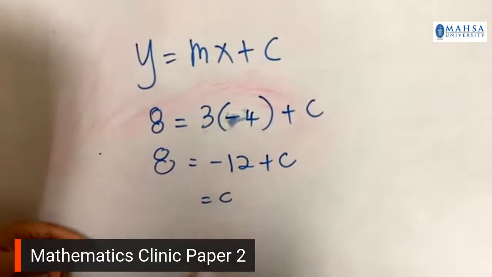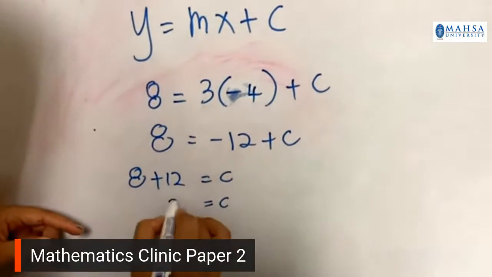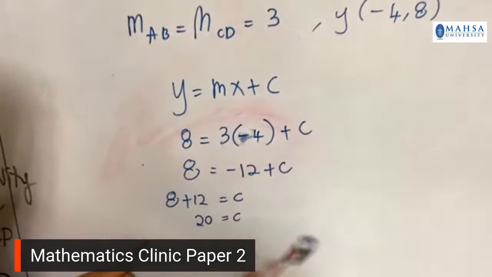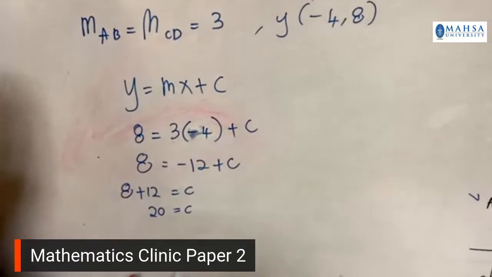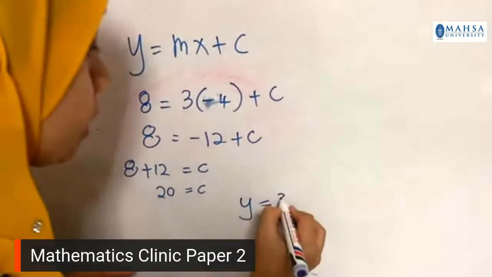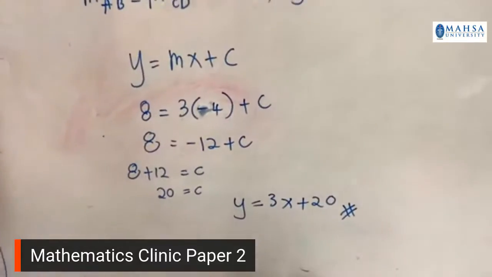So c equal to 8 plus 12. So c equal to 20. So your y-intercept is equal to 20. Again, look at the question. You need to find the equation of AB. So you must write your final answer y equal to 3x plus 20. So this one is the final answer.